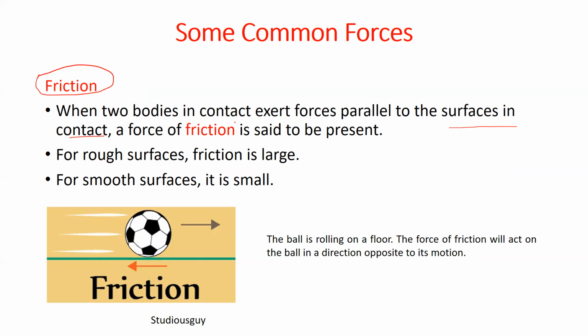Two bodies are in contact with one another, but they exert forces parallel to the surface in contact. That type of force is known as the friction force. Suppose this ball is there. You can see a football, and this is the floor.